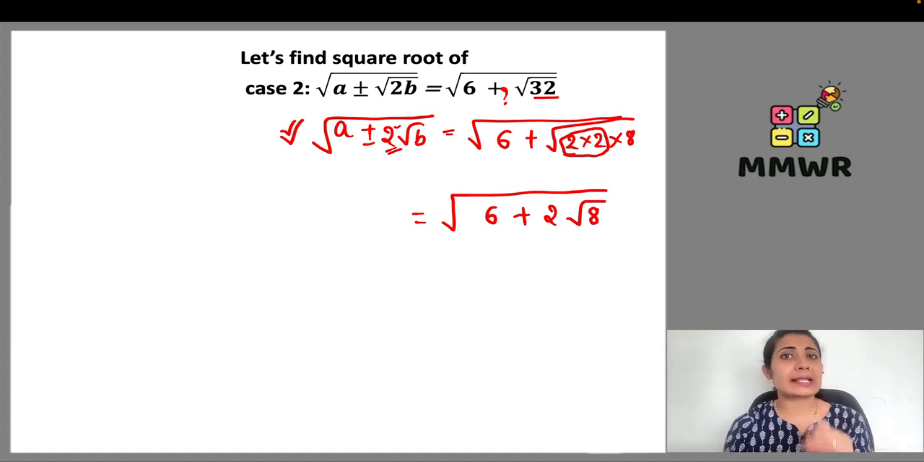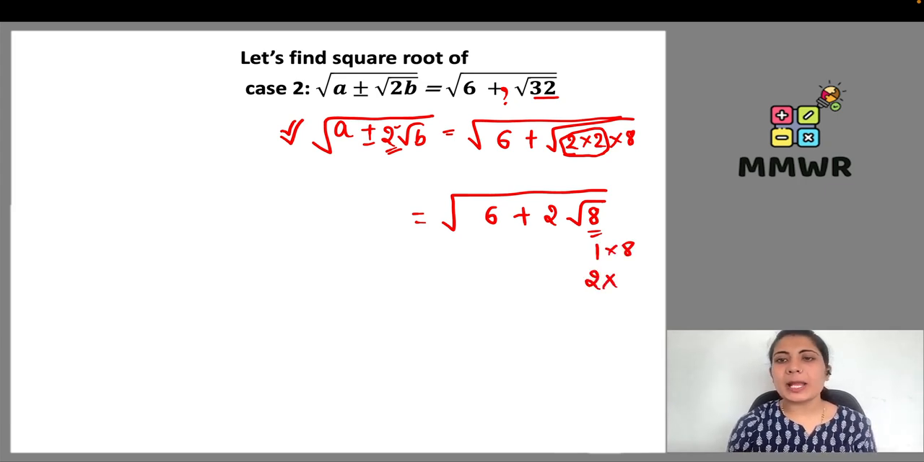Now this question is exactly converted into the same format as we did in one of the sessions, a plus or minus 2 root b. So this b can be split in such a way that the product is again b and the sum or difference should be the value of a. So 1 multiplied by 8 is one way, 2 multiplied by 4 is one way. So of course this will be the correct one for which we were looking.